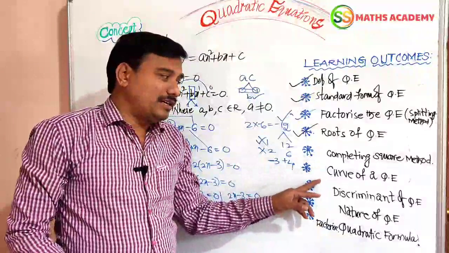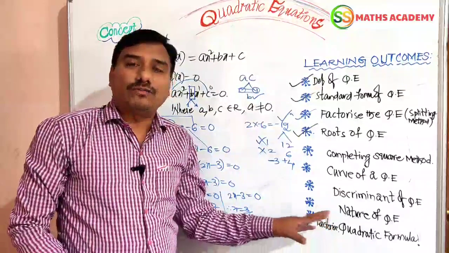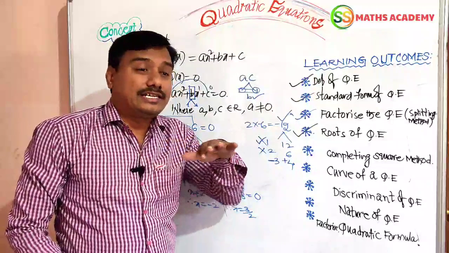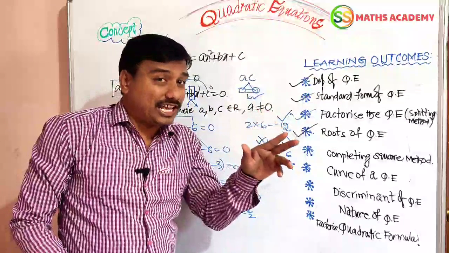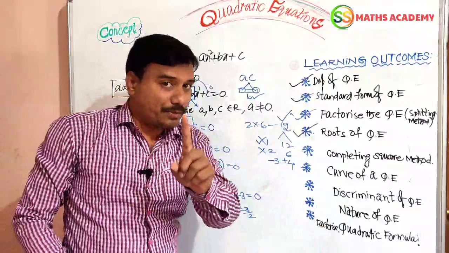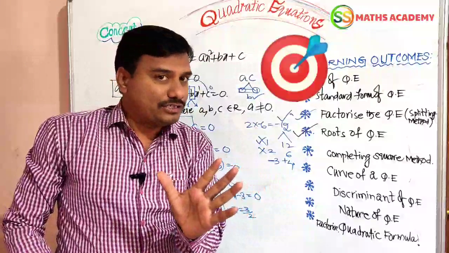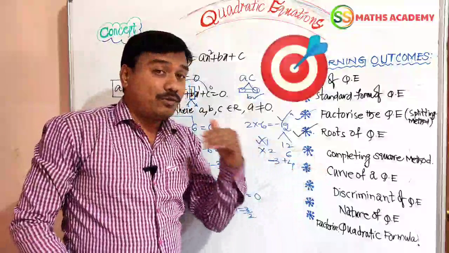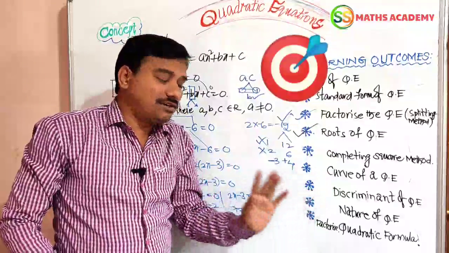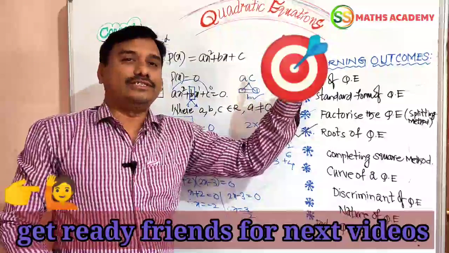Completing the square method, nature of roots of a quadratic equation, the discriminant, and the quadratic formula: these are all the topics we are going to discuss when we touch the exercise questions. At that time, I will explain all these methods. If I explain everything at a time, you will get somewhat confused. So when I explain the exercise problems, I will use these as the individual learning outcomes in those videos. Remember.